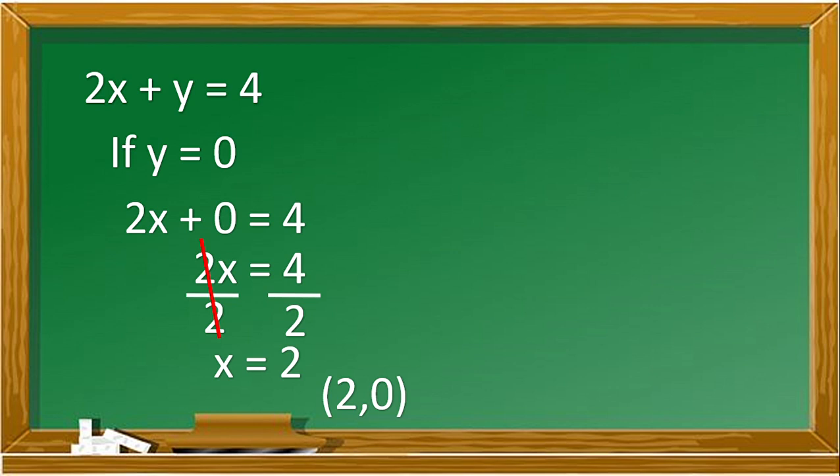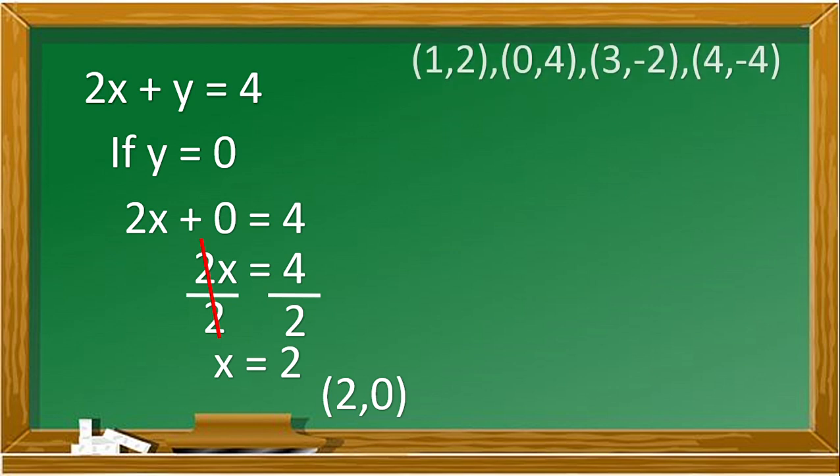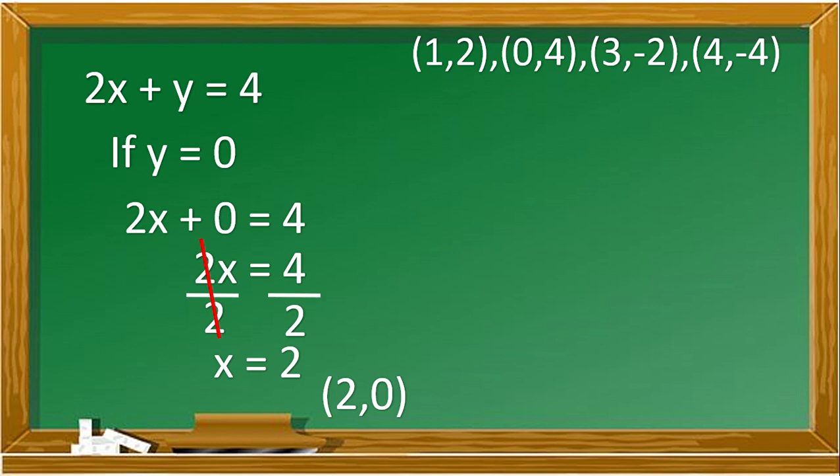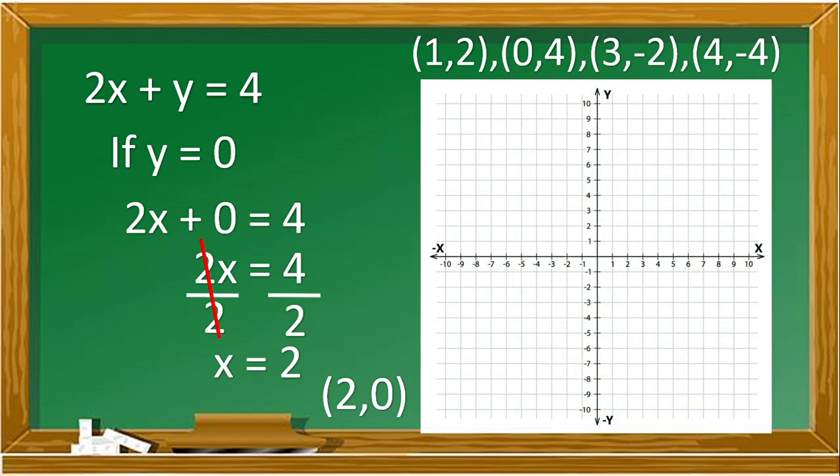Other ordered pairs that satisfy the equation are 1 and 2, 0 and 4, 3 and negative 2, and 4 and negative 4. If we're going to plot these ordered pairs in the coordinate plane and draw a straight line, it will show as follows. So let's plot first 2 and 0. Next, 1 and 2. Next, 0 and 4. Next, 3 and negative 2. And last is 4 and negative 4.